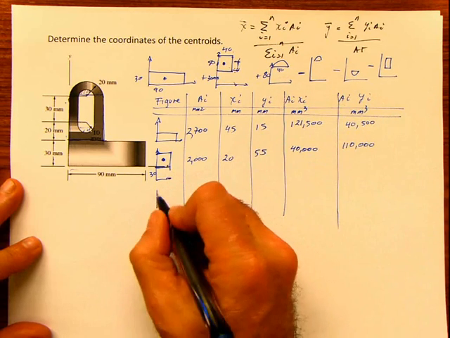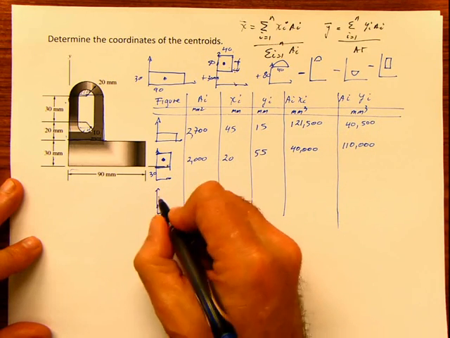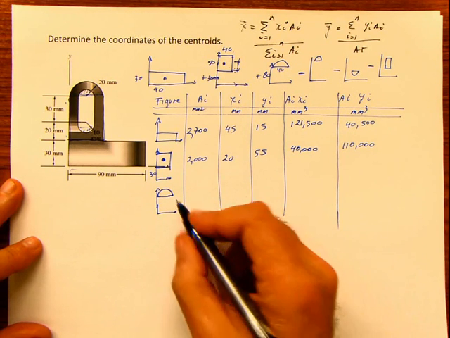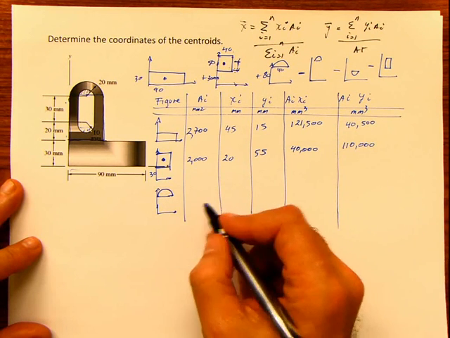Third, this shape. Let's go with that shape. That shape is this one. What is the area? Pi r squared divided by 2.